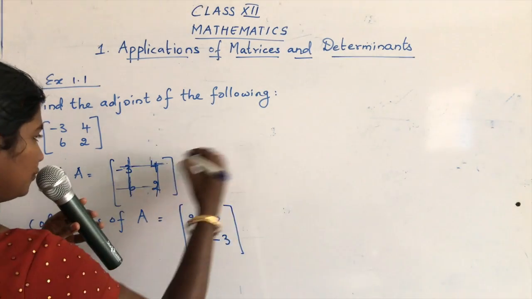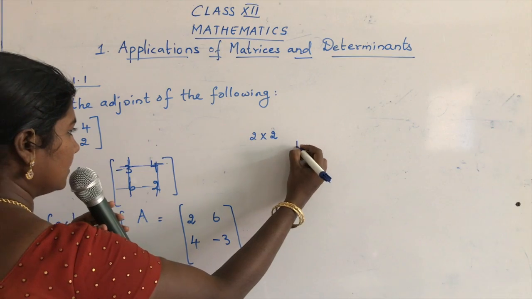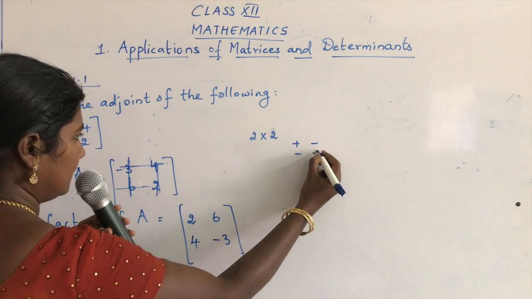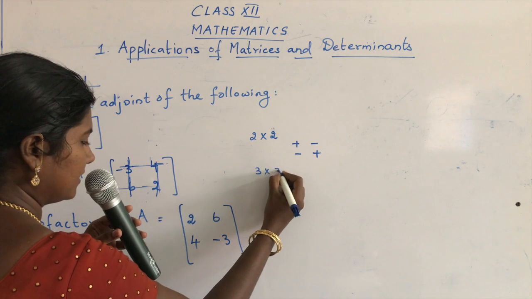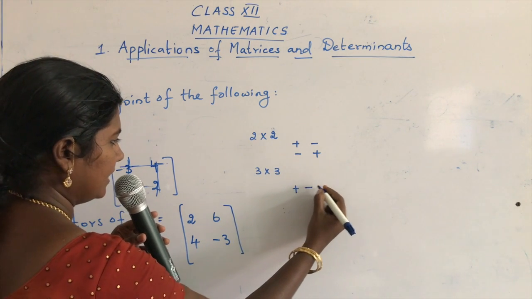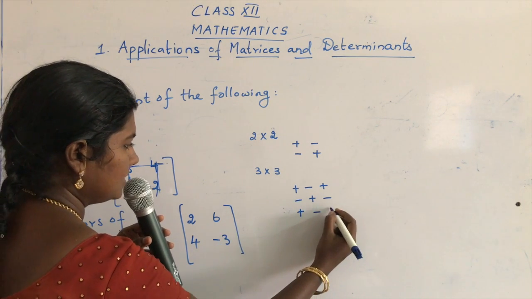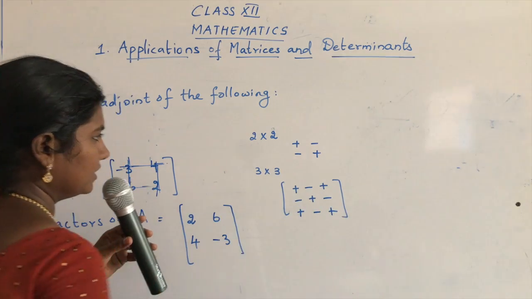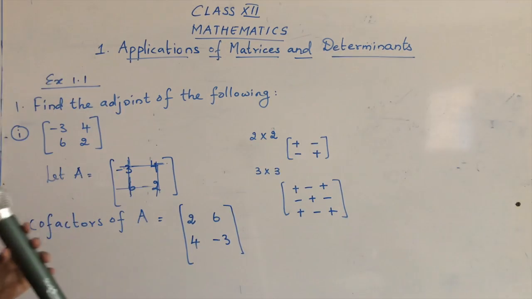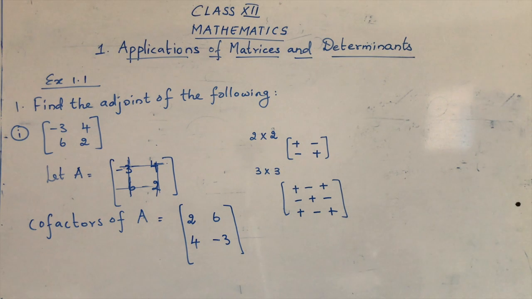And one more thing we have to do for cofactor is, we have to see the sign. For a 2 by 2 matrix, the sign becomes plus, minus, minus, plus. And if it is a 3 by 3 matrix, the sign is plus, minus, plus, minus, plus, minus, plus, minus, plus. So you have to remember this sign for the cofactors.